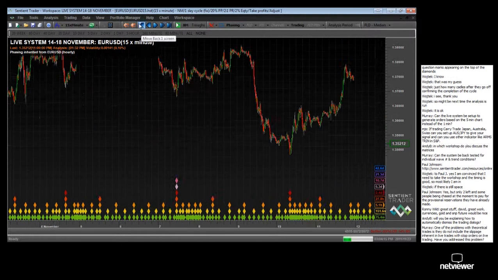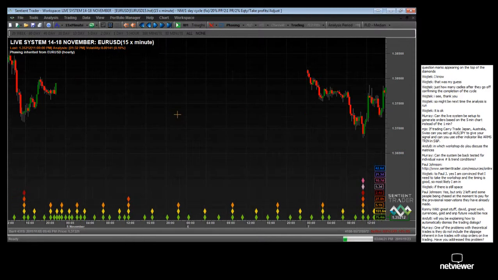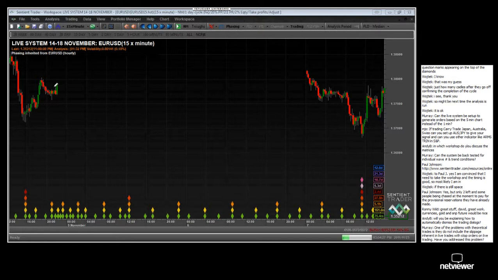When you start Sentient Trader on a Sunday night or a Monday morning, it has to perform analyses and find the positions of all those troughs. I see questions building up, and I'm just going to quickly finish this before I come to those. Let's go back on the 15-minute chart and have a look at what happened on Monday morning.